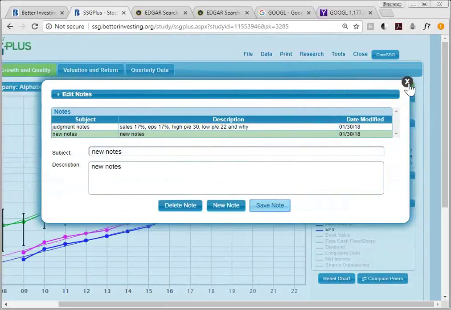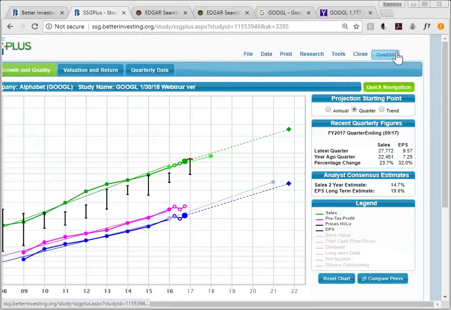There is no limit to the number of notes that you can have, although there is a 1,000-character limit per box. So you cannot write a huge essay there. So any other questions on notes or any menu items that we have going on here?